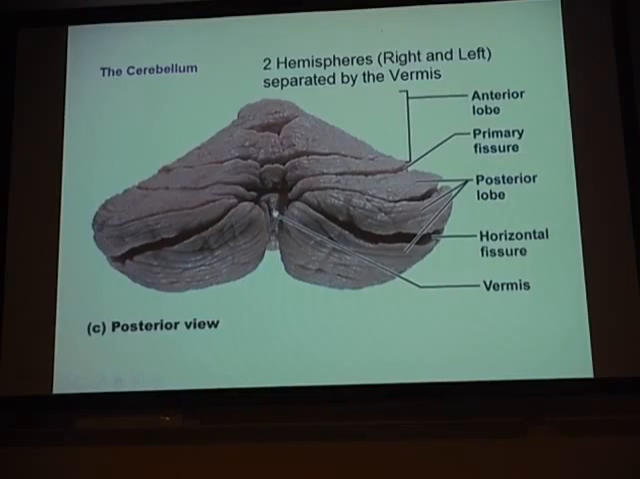In the center again, we have the vermis. And if you put your finger on either side of that, that would be considered your paravermal region, and then everything else out here would be considered your lateral cerebellar hemispheres.